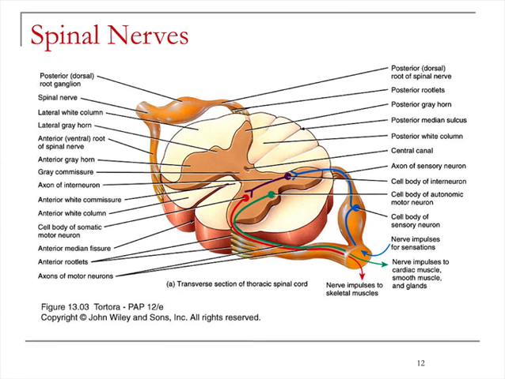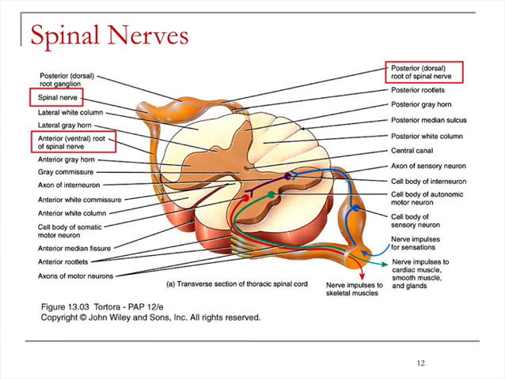tail. Let's now take a look at a little more detail of the external anatomy of the spinal cord and the corresponding spinal nerves. As we can see from this diagram, there is a posterior root of a spinal nerve. There's an anterior root of a spinal nerve, and then there's the spinal nerve itself.